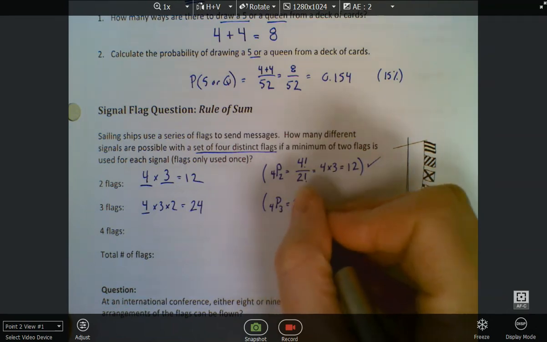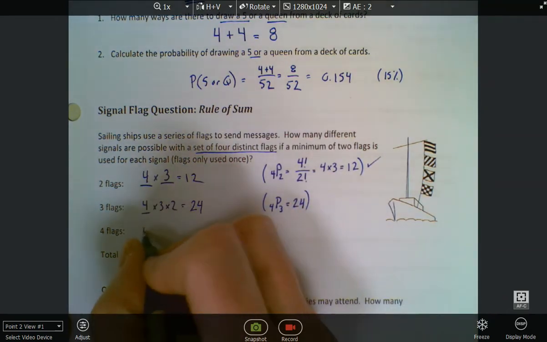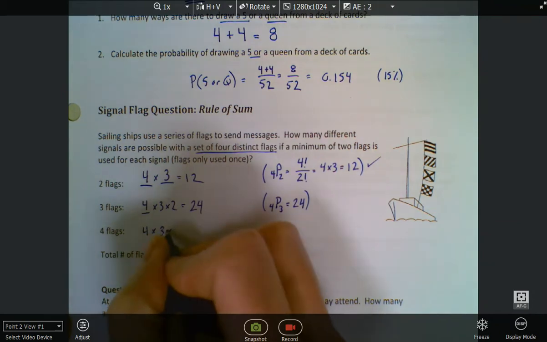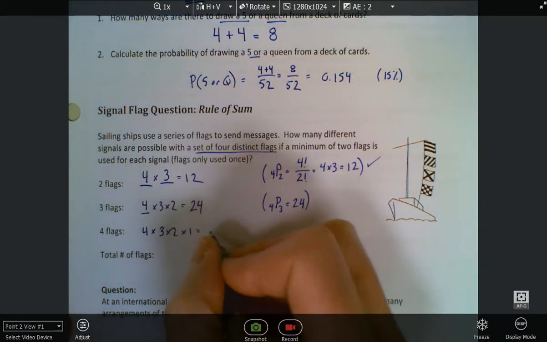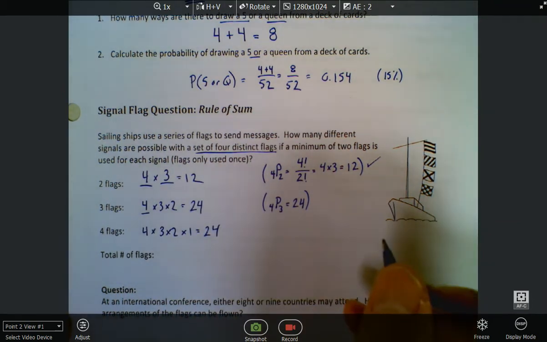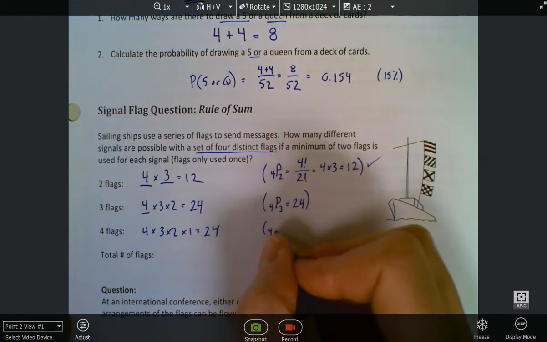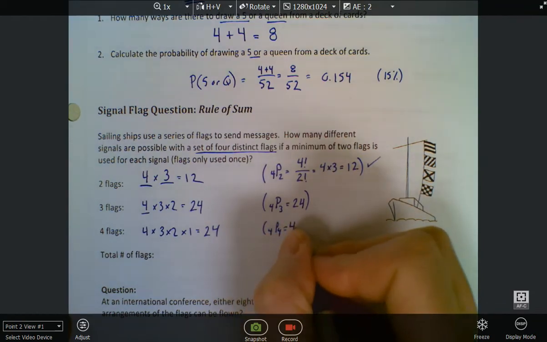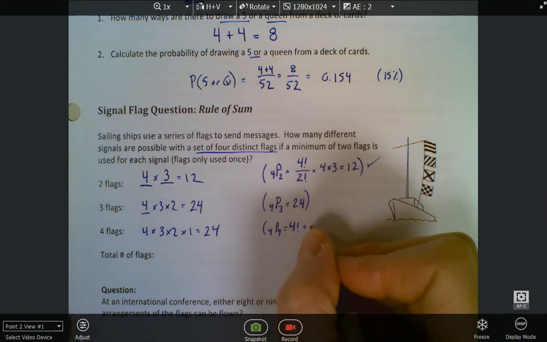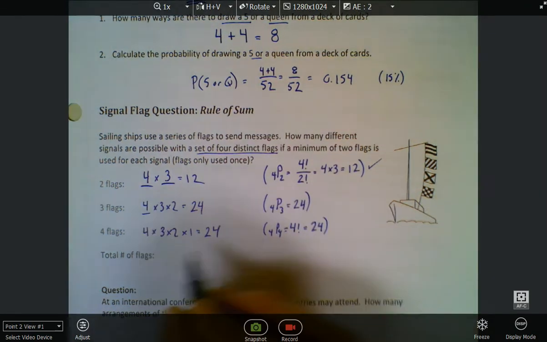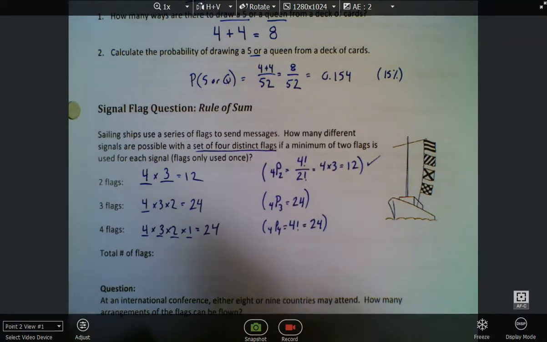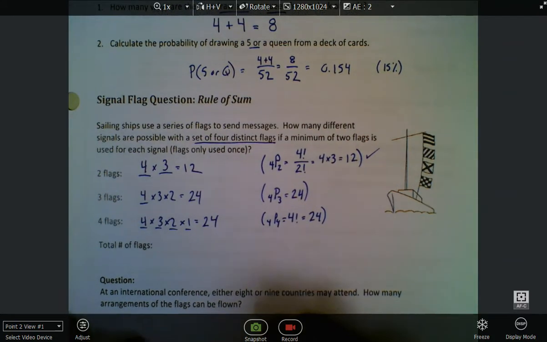That's still 24. And for 4 flags, another 24 ways of doing that. And again, that's 4P4, which is just 4 factorial, which is, again, 24. Okay, so you can use, like I said, the fundamental counting principle, factorials, permutations, to figure this out.